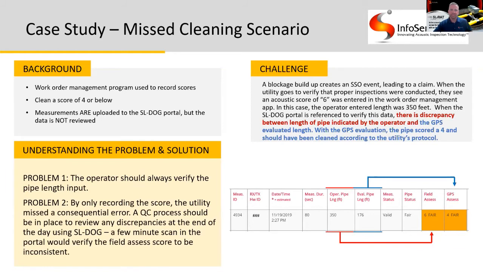Problem 2: the SLDOG is designed to highlight any data quality issues. The portal automatically highlights any score discrepancies in orange. By only recording the score, the utility missed a consequential error. A quality check process should be in place to review any discrepancies at the end of the day using SLDOG. A few minute scan in the portal would verify the field assessed score to be inconsistent. GPS coordinates can be utilized to verify manhole locations and override the field assessed score as needed.